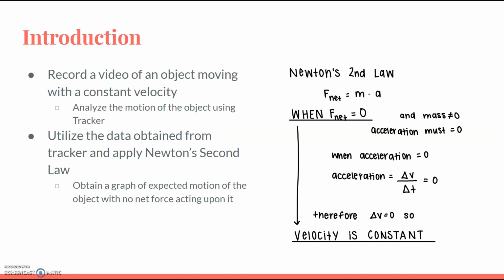As you can see on the right, Newton's second law states that net force is equal to mass times acceleration, and when there is no net force acting upon an object that has a mass that is not equal to 0, the acceleration must then equal 0. And when acceleration, which is equal to the change in velocity over the change in time, is equal to 0, and change in time is not 0, the change in velocity must be 0, and therefore velocity is constant when there is no net force acting upon a system.